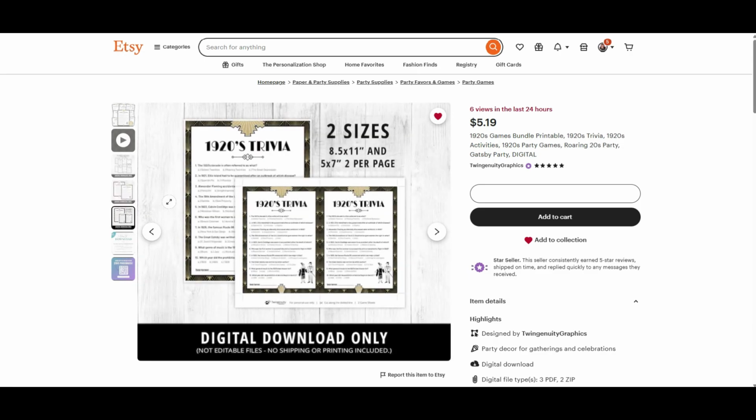They have a full sheet, 8.5 by 11, and you can print 2 per page, 5 by 7. The 5 by 7s seem to work really well for me. But what I love most about it is you have plenty of different types of games to choose from, and you don't have to do them all, but you can pick like 2 or 3 and go from there.